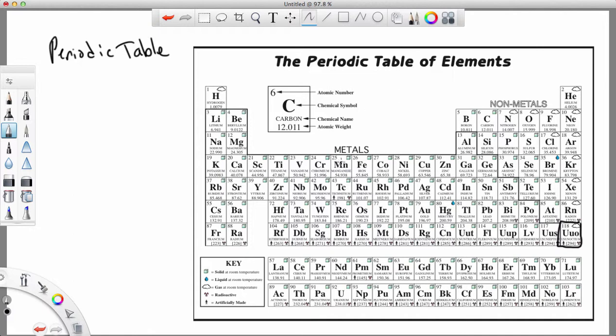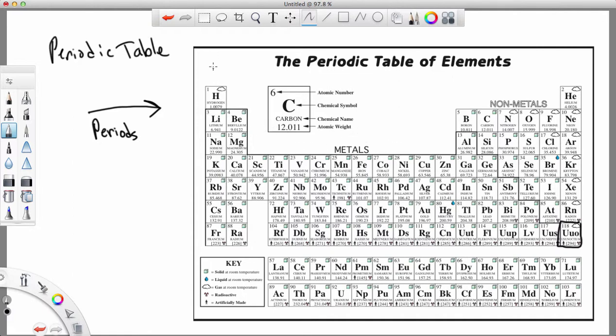But let's just give a brief overview of how the periodic table is laid out. We have rows that run left to right. These are called periods, thus the name periodic table. The reason they're called periods is that as you go left to right across the period, patterns repeat. And there's periodic properties.